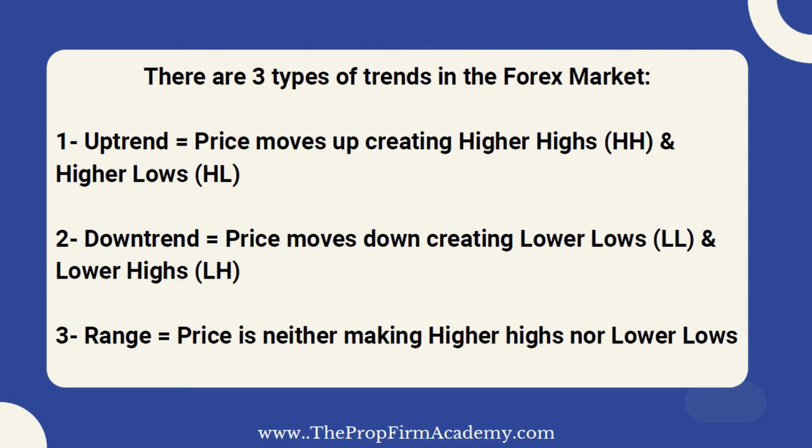Basically, there are 3 types of trends in the market. There's the uptrend, which is basically price moving up and making higher highs and higher lows. And there's the downtrend, which is price moving down and creating lower lows and lower highs. And also you have the ranging market. In a ranging market, price is neither making higher highs nor higher lows. You can't really determine what the trend is. So in a ranging market, you don't know if the price is moving up or if the price is moving down. In an uptrend, you can clearly see the price is moving up. In a downtrend, it's quite vivid and quite obvious the price is moving down.